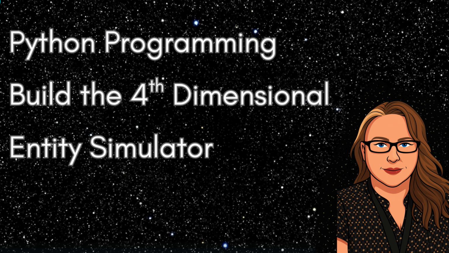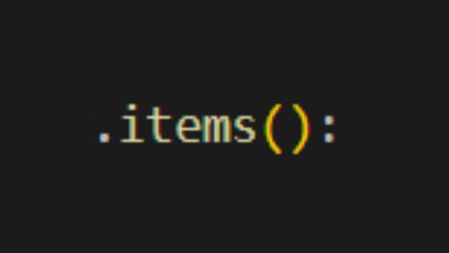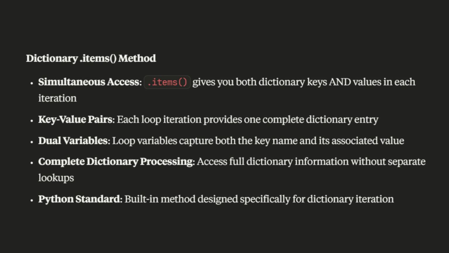Now in this same code right here, for equipment, specs in self.detection_equipment.items(): Let's focus on that .items() part of our loop. The .items() method is Python's way of accessing both keys and values from a dictionary simultaneously. Instead of getting just the key or just the value, .items() gives you both together as pairs.